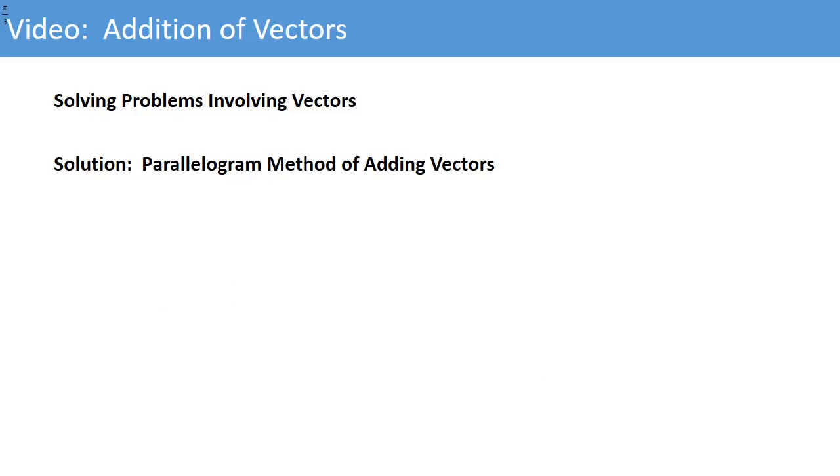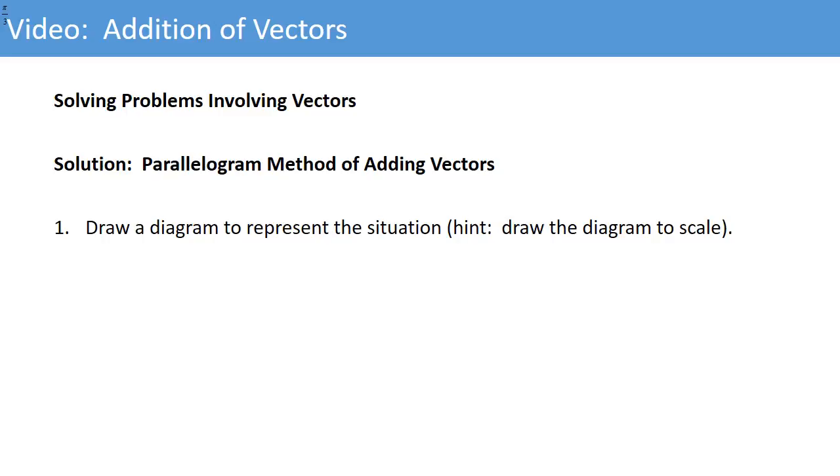We're going to use the parallelogram method as we are given the values tail to tail. Draw a diagram to represent the situation. It's always better to draw the diagram to scale. This will help you to visualize what's going on in the question. So we're going to draw the first vector, 30 newtons. We're going to rotate 50 degrees, and draw the second vector at 40 newtons. Vector u and vector v.